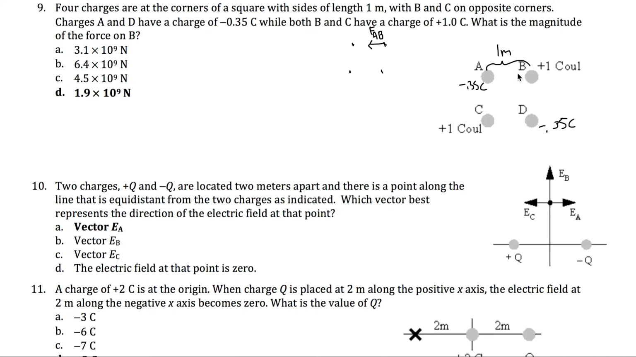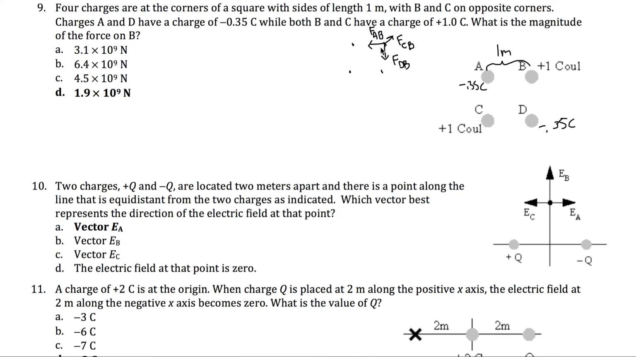And then for C here, we have that they're like charges, so they would repel each other. So charge B would feel a repelling force this way. This would be the force from charge C acting on charge B. And then between D and B, they would be attracted to each other because they're opposites. So charge B would be attracted to charge D, so that would be FDB. So we have 3 forces acting on this charge.